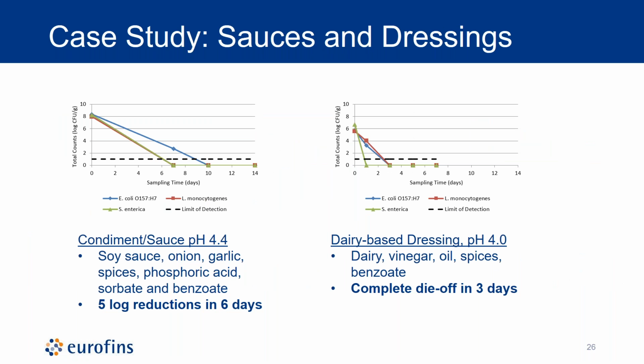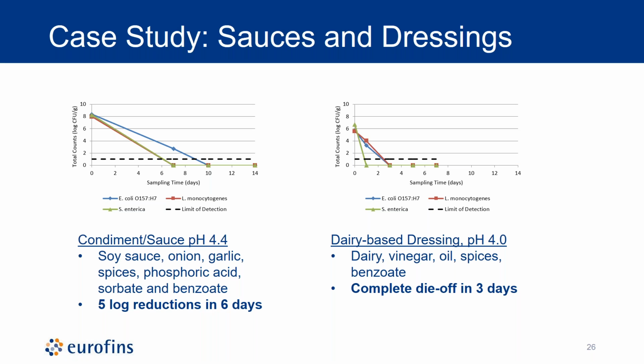Here's another case study with some sauces and dressings. So the first one is a very typical condiment type sauce at a pH of 4.4. It includes some low acid ingredients like onion and garlic, and it has soy sauce, phosphoric acid, and preservatives. For this product, the pH is pretty high, so at a pH of 4.4, but we did see 5 log reductions occur in 6 days. And for this product, the E. coli was the one that survived the longest.